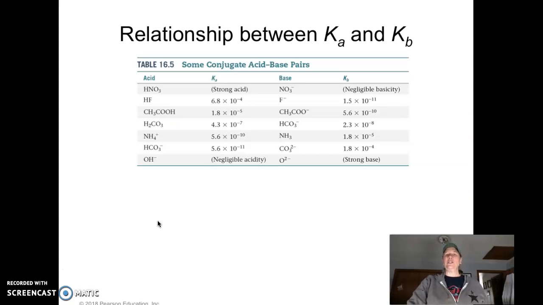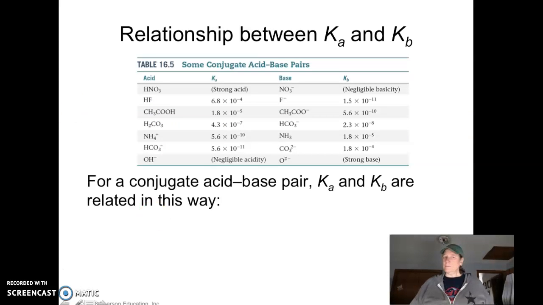The relationship between Ka and Kb, when you have a conjugate acid and a conjugate base pair: if you multiply the two of them together, you're going to get Kw.